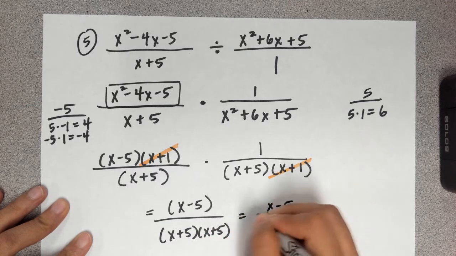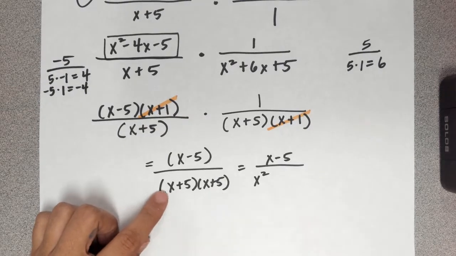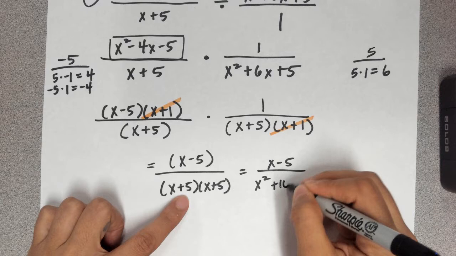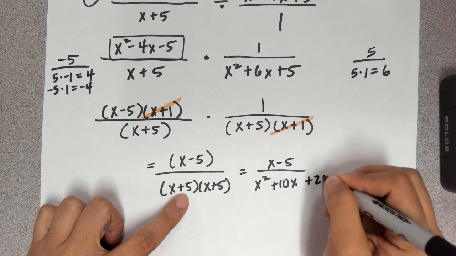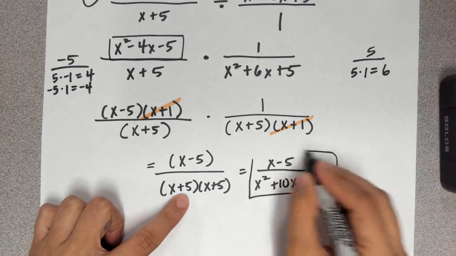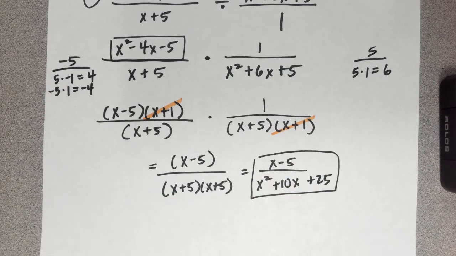So I'm going to go ahead and multiply it out. So x squared, when I FOIL, outer you get 5x, inner you get 5x, so that's 10x. And then last you get 5 times 5, which is 25. If it's a binomial, so you have a 2-term by 2-term, I like to FOIL it out and multiply it.